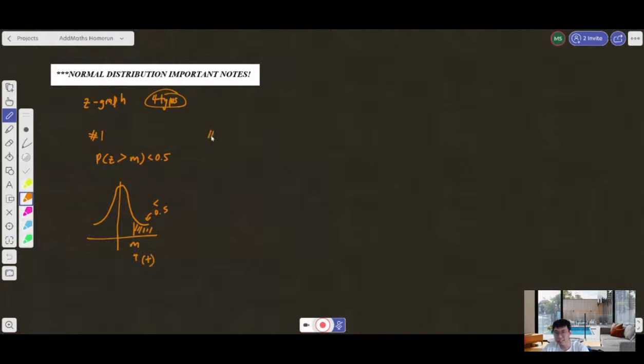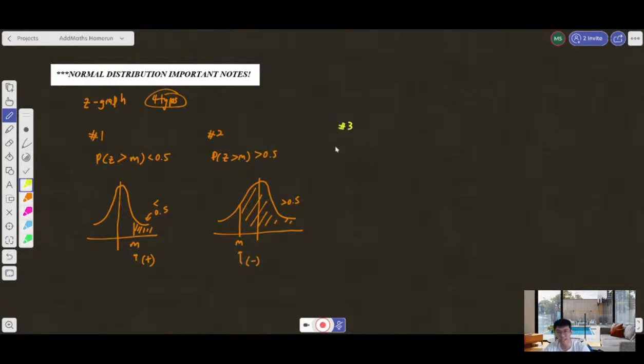But the second one, P(Z > m), but the area is more than half. Your graph was supposedly like that, but it's more than half, so the area is more than 0.5. This is the m, and this is a negative value. You need to know this because many students do not know how to determine positive or negative value.